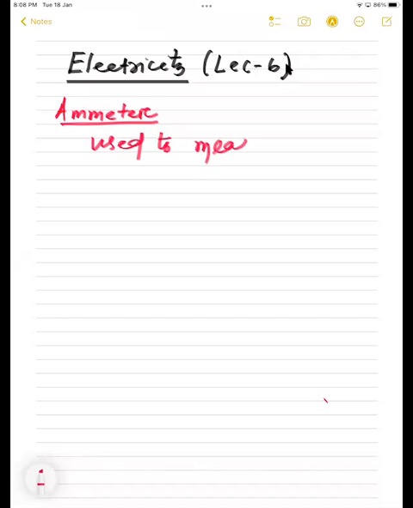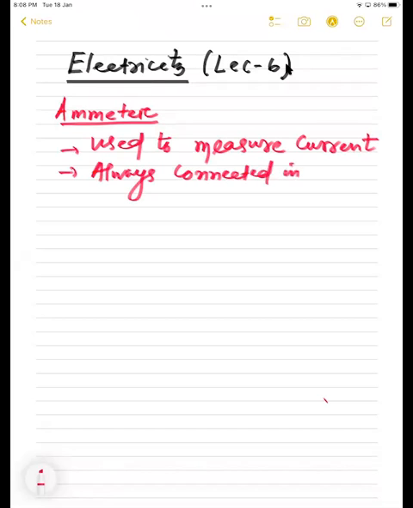Used to measure current, right? And it is always connected in series, right? Always connected in series.